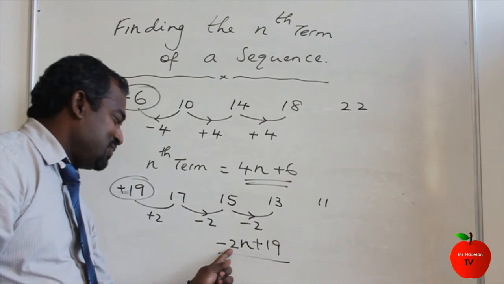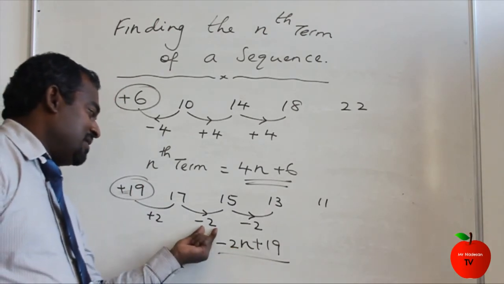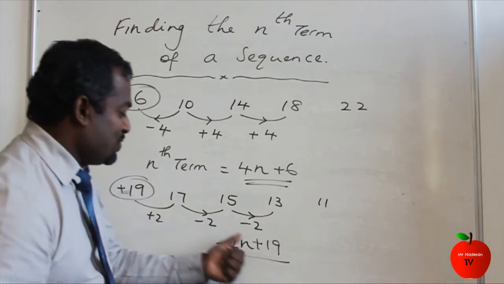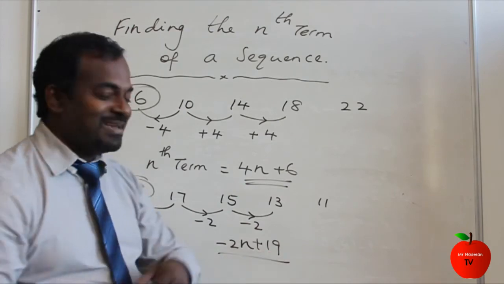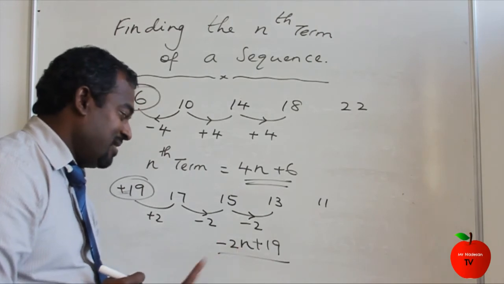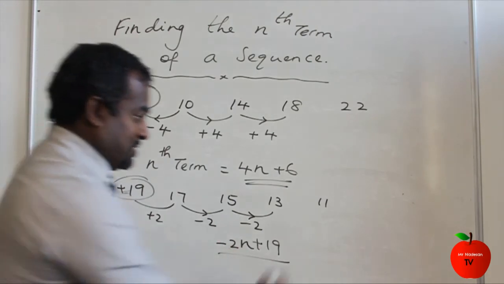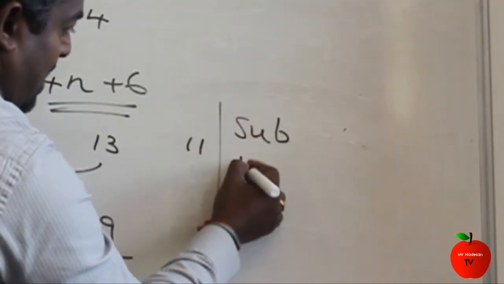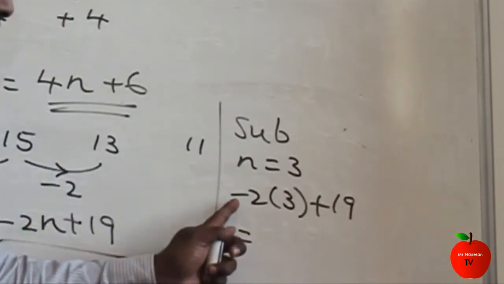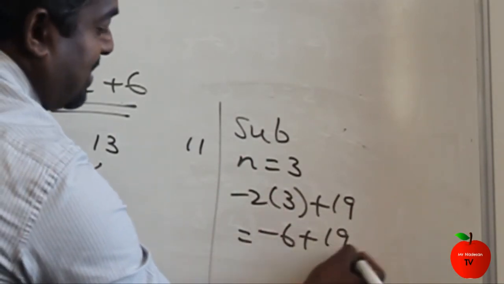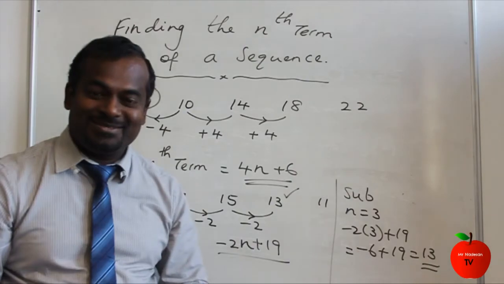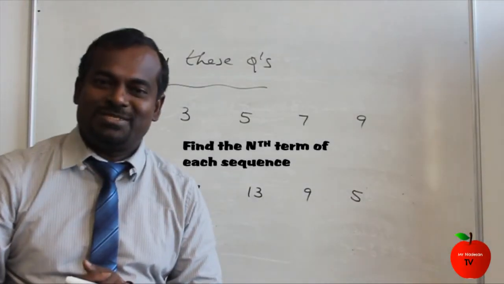So the difference is minus 2n. Minus 2, opposite plus 2, 17 plus 2, 19. There's no sign, which means plus 19. So your nth term is minus 2n plus 19. You can check your answer. That's your third. Substitute n equal to 3. So minus 2 times 3 plus 19. Minus 2 times 3 is minus 6, plus 19 is 13. See here, we've got the 13. So the answer's right. Try these two questions.